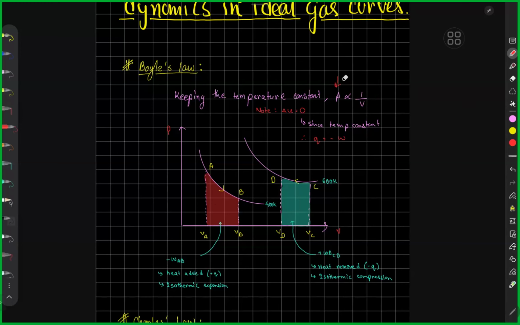Granted, my temperature is constant. So PV is equal to nRT. P is equal to nRT divided by volume. Granted, this entire thing is constant, I can say P is proportional to 1 by V. That is the main idea over here. Granted, we understand that. Let's see two case scenarios, two graphs.